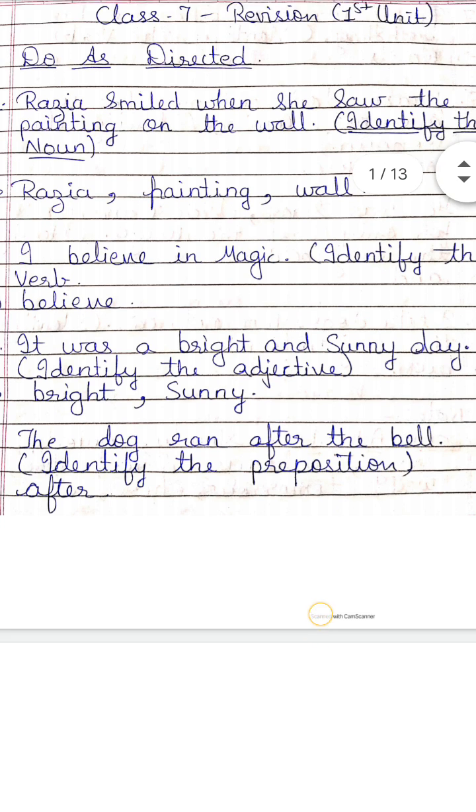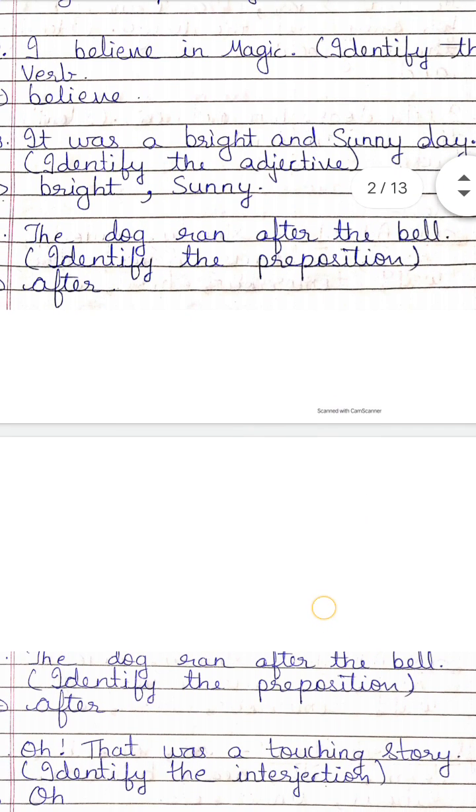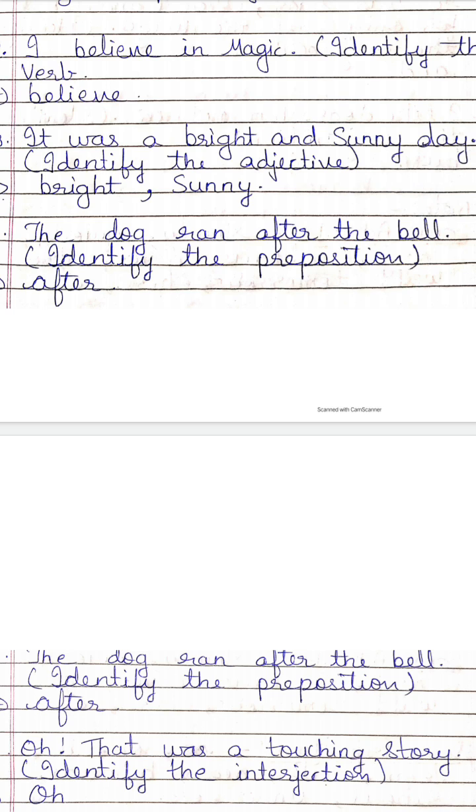It was a bright and sunny day. Identify the adjective. Now in this sentence we have to identify the adjective. So it was a bright and sunny day. Day is the noun and bright and sunny are the words that describe the noun. So bright and sunny are your adjectives.